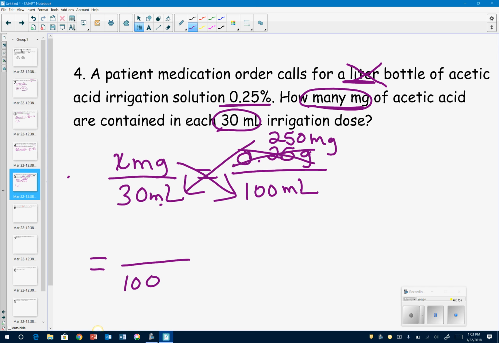250 times 30 was 7,500. Okay, and if you want to do it the easy way, you can just take out the 2 zeros, and 75 over 1 would be 75. So 75 milligrams.